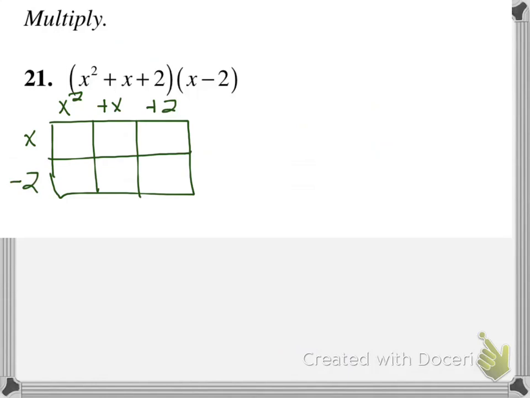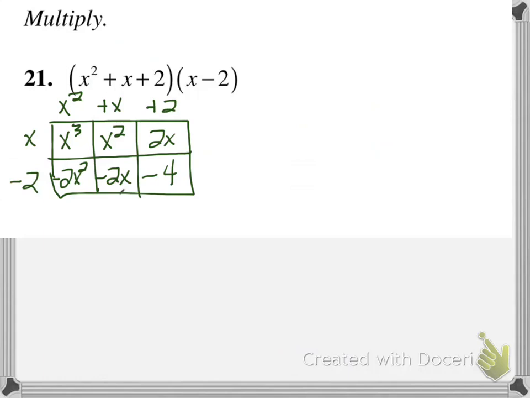X squared times x would go in this first box. That would be x cubed. X times x would be x squared. 2 times x would be 2x. X squared times negative 2, that's negative 2x squared. X times negative 2, negative 2x. And 2 times negative 2 would be negative 4.